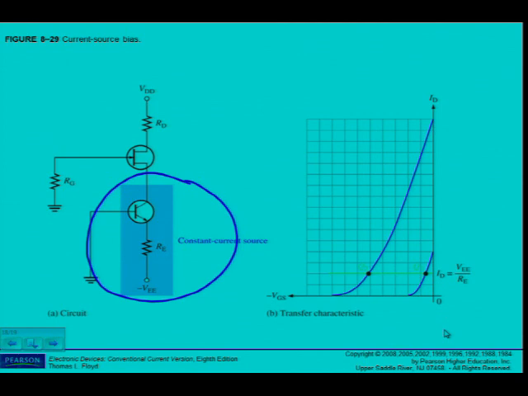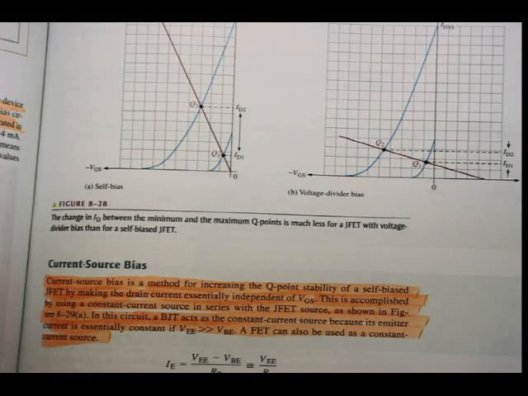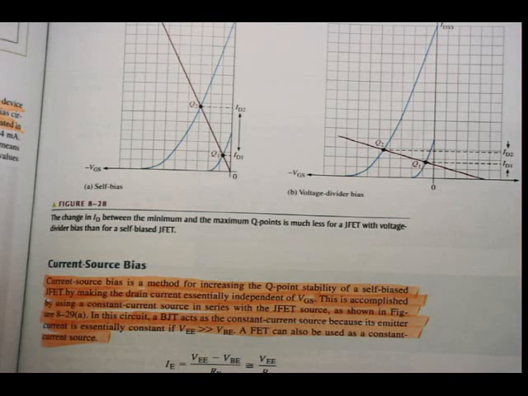Let's see what happens. In this circuit, a BJT acts as the constant current source because its emitter current is essentially constant if VEE is much bigger than VBE, which it normally is. A field effect transistor can also be used as a constant current source. If we look at the formulas there, you can see IE is equal to VEE minus VBE over RE, and of course if VEE is much larger, then I can say it's only VEE over RE. Since IE is equivalent to ID, ID is equal to VEE over RE.